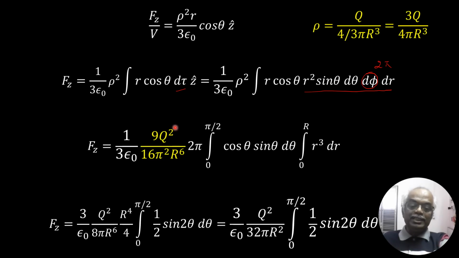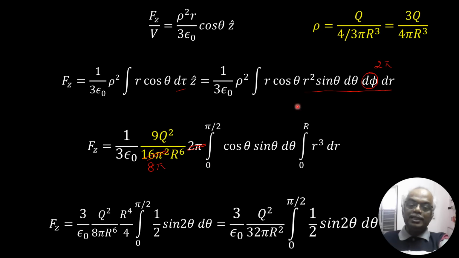Now we can cancel some of the terms. Before that, we will solve this. So we can cancel this 2 pi with this 16 pi squared. So you will get 8 pi. You remember that. Now we have to integrate.